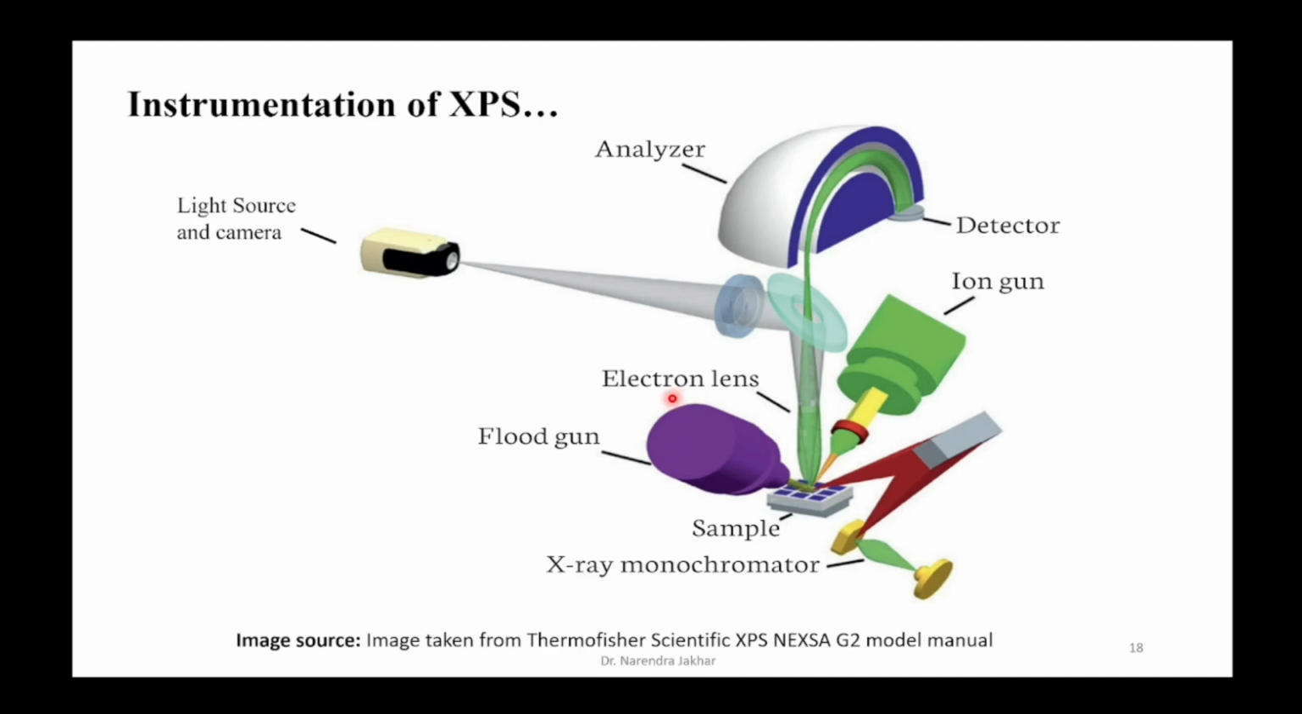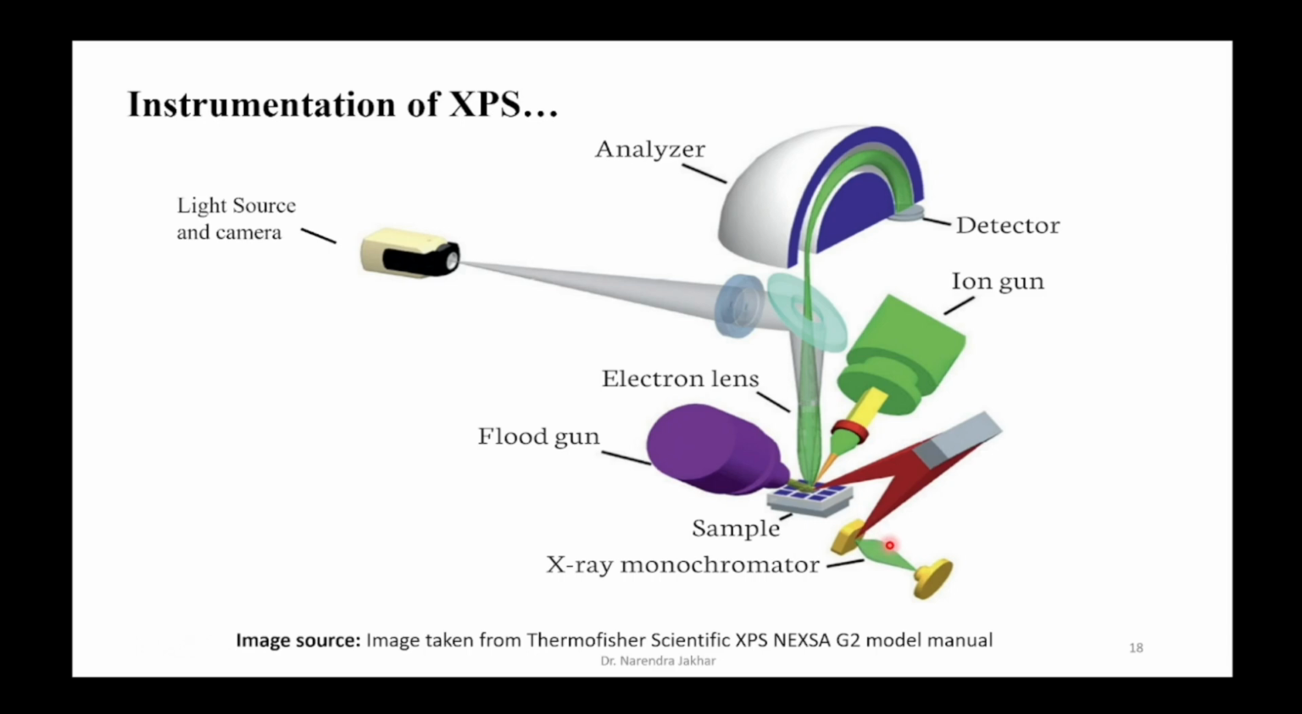Flood gun, as we have already discussed, is used to neutralize the charging effect of the sample, and it continuously bombards low energy electrons onto the sample to nullify the charging effects. This is very essential or crucial when our samples are not conducting. So for insulating samples, it plays a very crucial role.